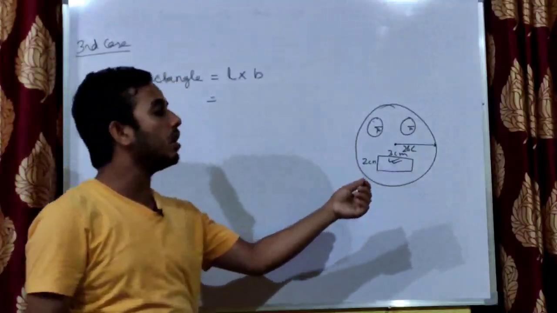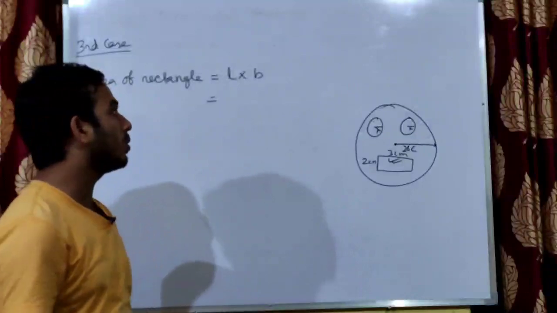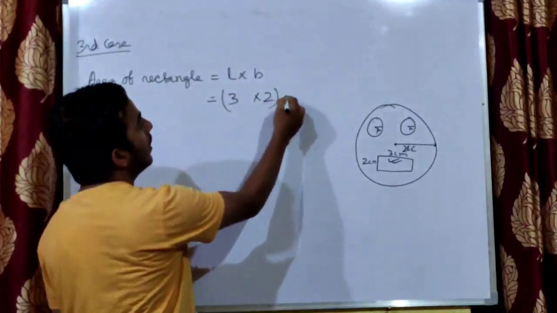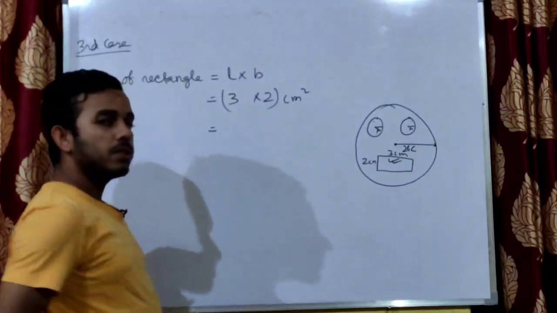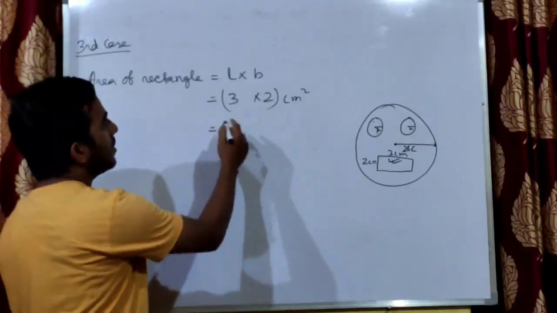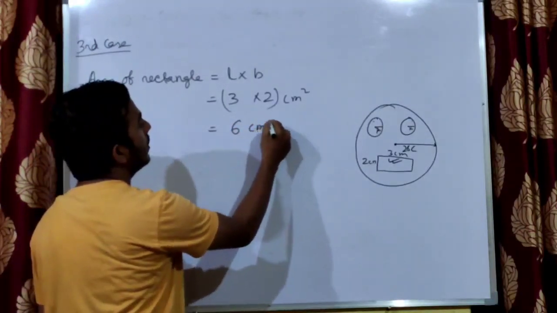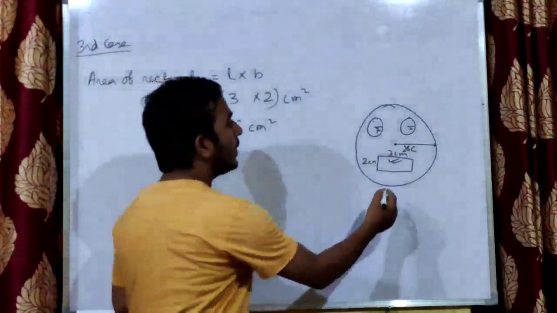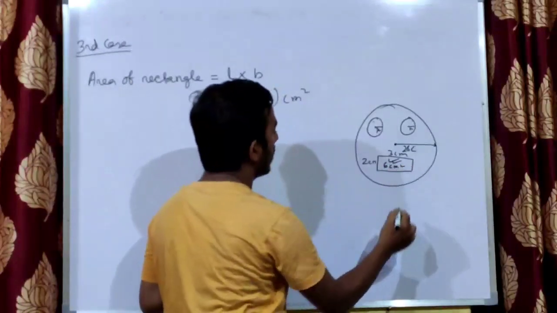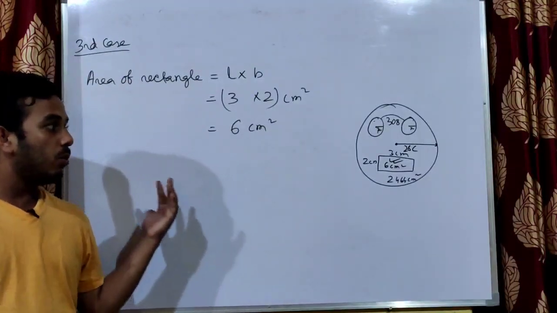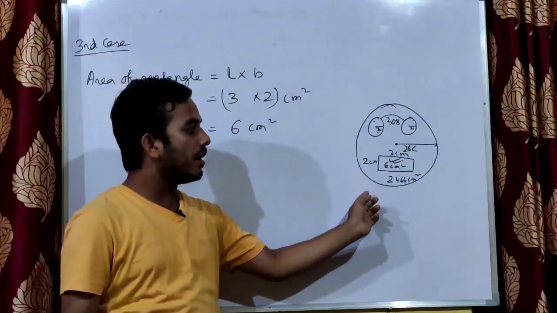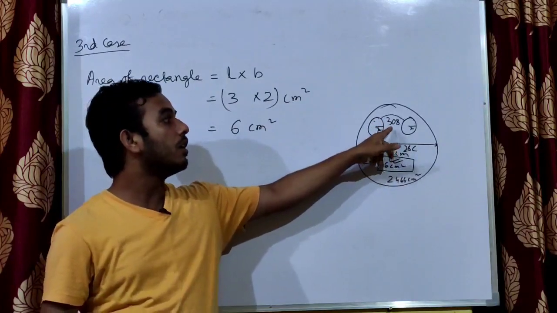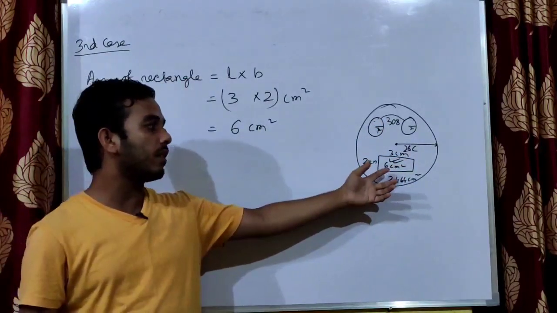Unit square. Their unit is centimeter, so it will be centimeter square. So length is how much? 3, and breadth is how much? 2, right? So 3 into 2 is 6 centimeter square. So we have found area of rectangle as 6 centimeter square. Now we have area of this card, that is 2464 centimeter square. Area of both the circles is 308 centimeter square, and area of rectangle is 6 centimeter square.